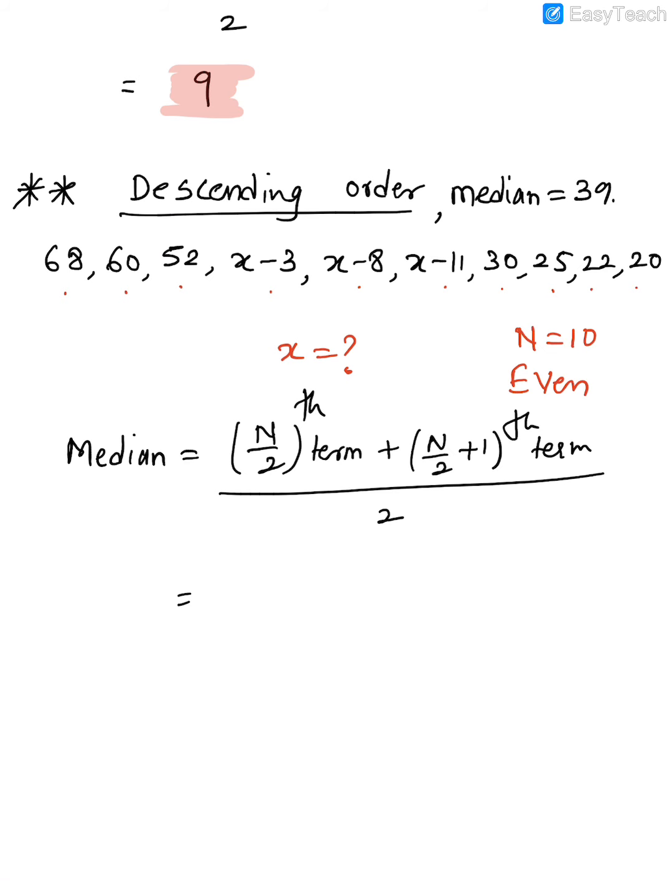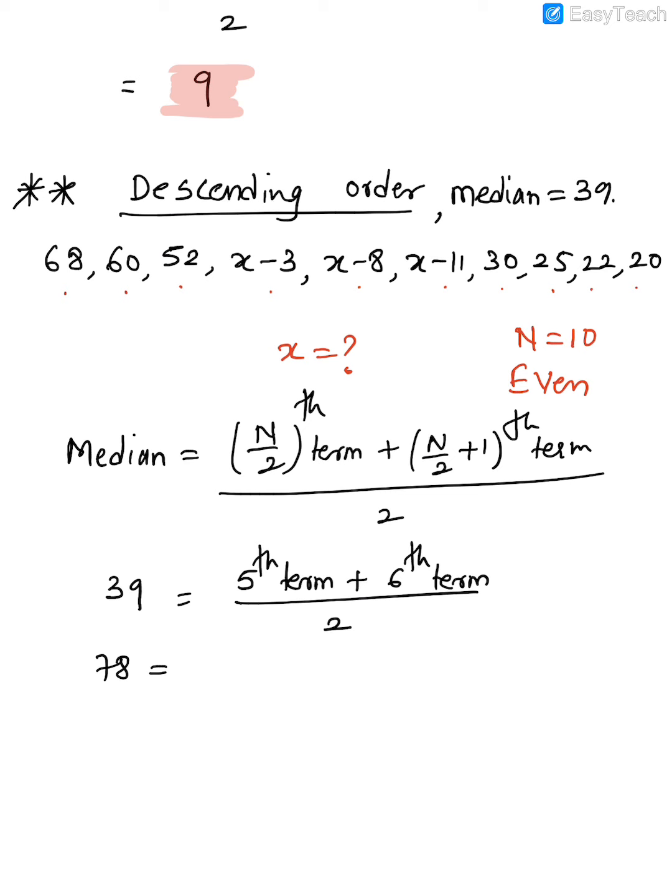So 10 by 2 is the 5th term. So here we have the 5th term plus the 6th term, and then divide by 2. And what's the median given to us? 39. 39 twos are 78.